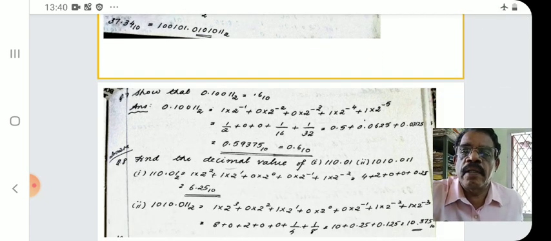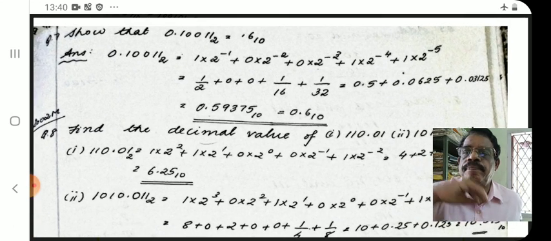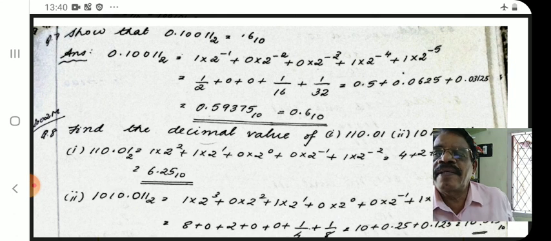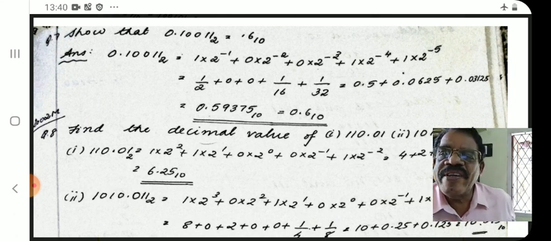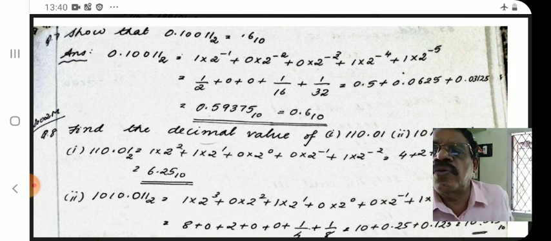Next question. It's a reverse order question like we saw in the beginning. Reverse order question. Show that 0.10011 to the base 2 is equal to 0.6.